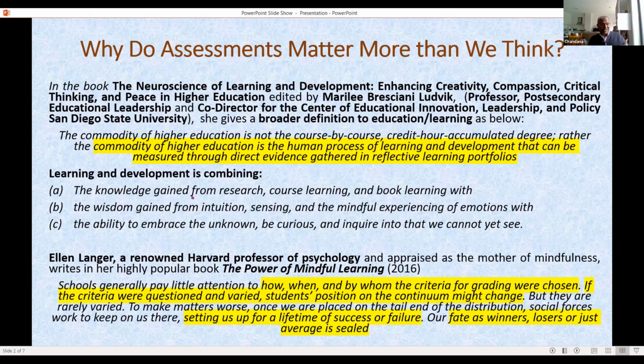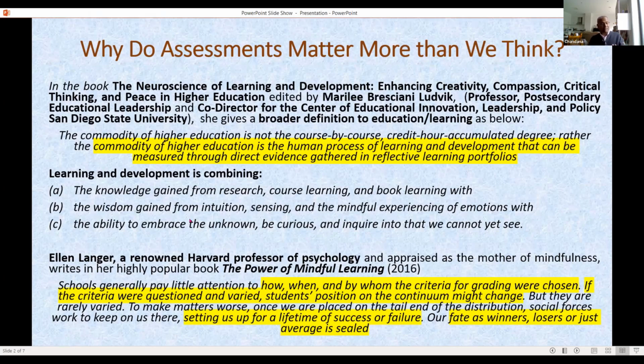But in this broad definition, they are highlighting two more areas. That's what I'm trying to highlight here. The second one is the wisdom gained from intuition, sensing, and mindful experiencing of emotions. So this is a challenge: how can we assess these aspects, B and C? The B here, wisdom gained from intuition, is what they have internalized from what they have gathered. That's important, but how can we assess it? It can be difficult. And mindful experiencing of emotions: how would they emotionally engage in the content? It's probably difficult, right?